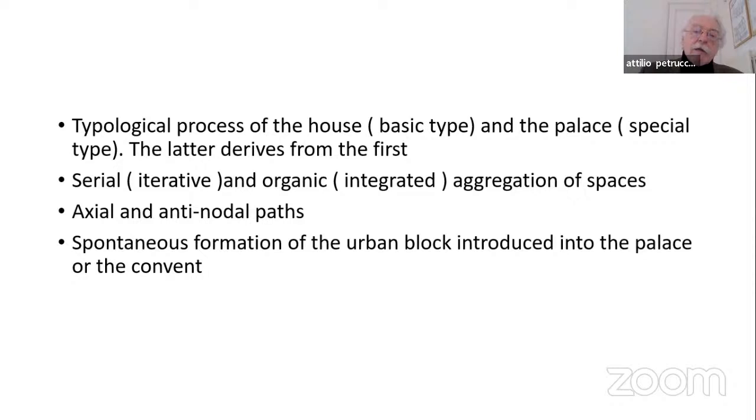I also said that there are two ways of moving into the architecture and therefore into the palace. One is the axial, that means linear along one axis, for instance, that leads from A to B, or the antinodal path. This is a specific language that means that instead of going straight along the axis, you have a tendency to organize the movement around an open space, along the edges of this open space, which is a typical approach in courtyard systems.